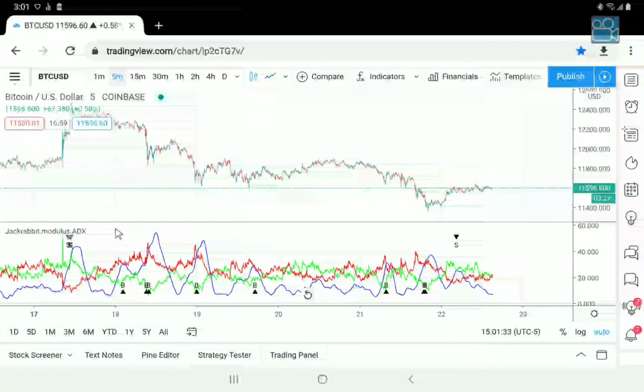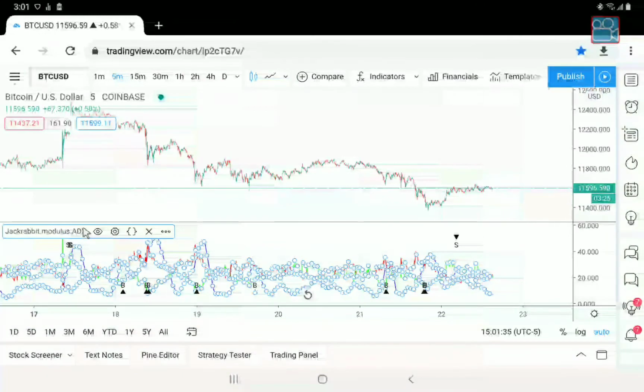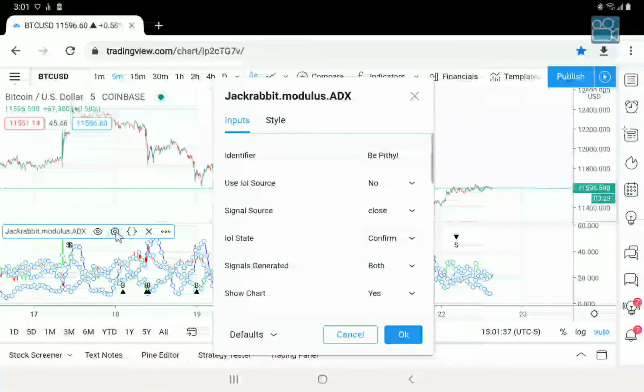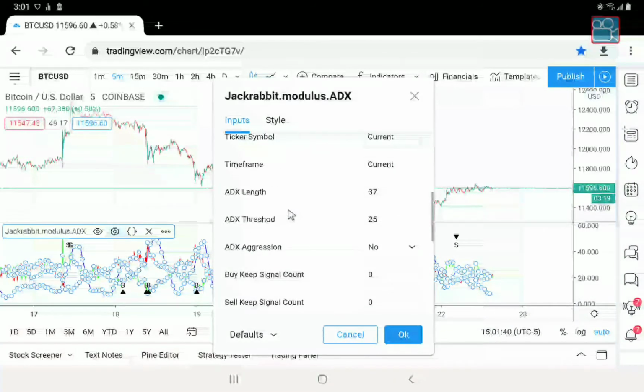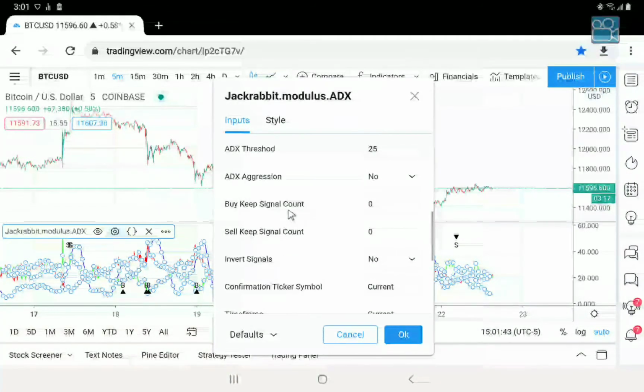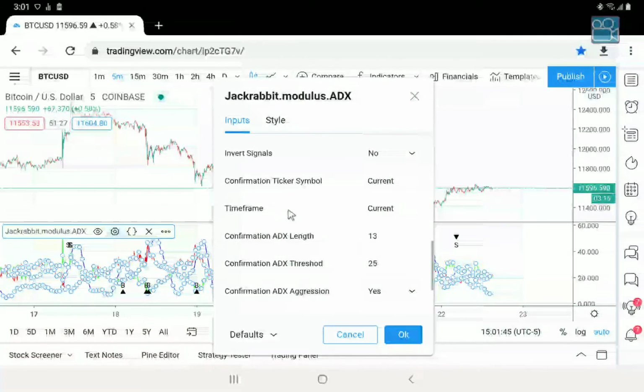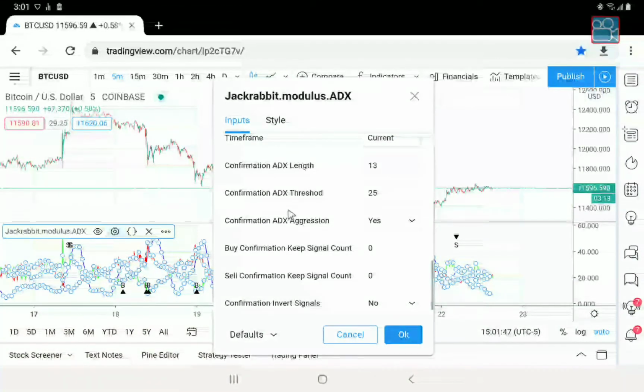Remember that the confirmation and the primary operate independent of each other, and be sure to test your directions carefully. There are many different factors you can use to develop a very nice and complete, yet simple trading approach with the ADX module.